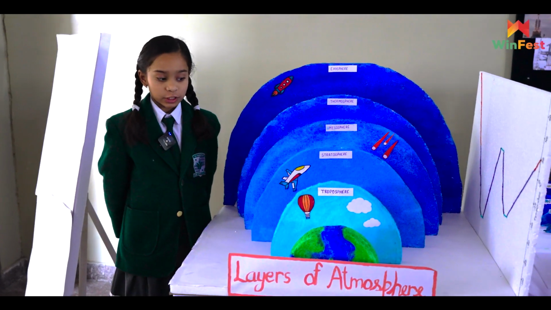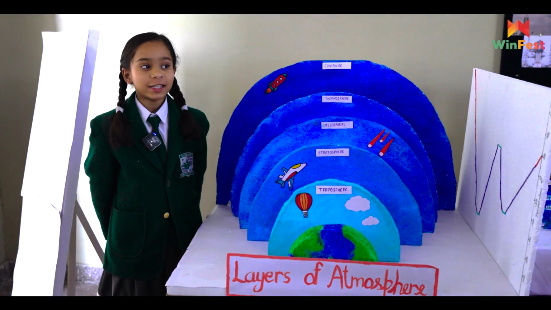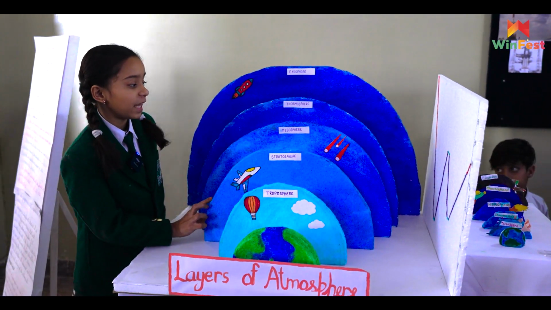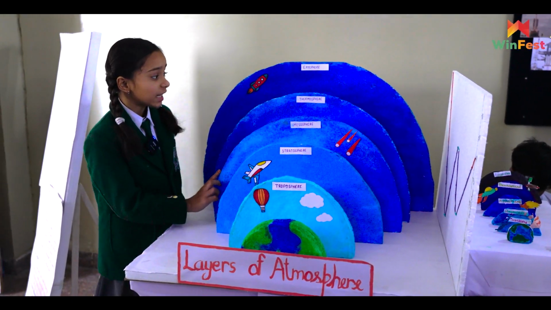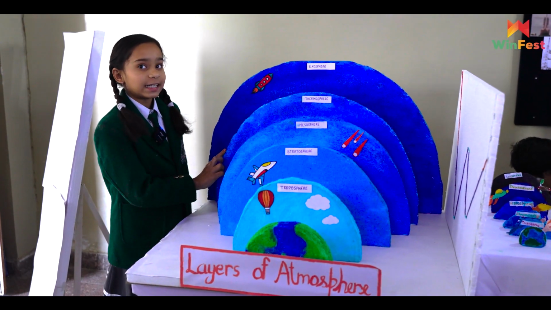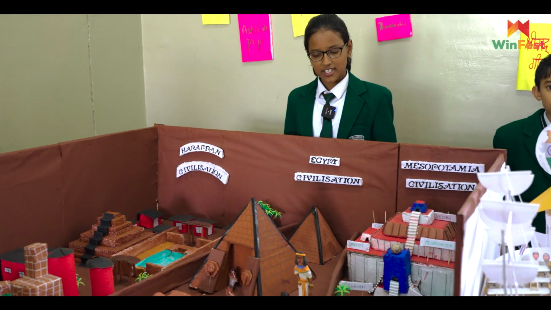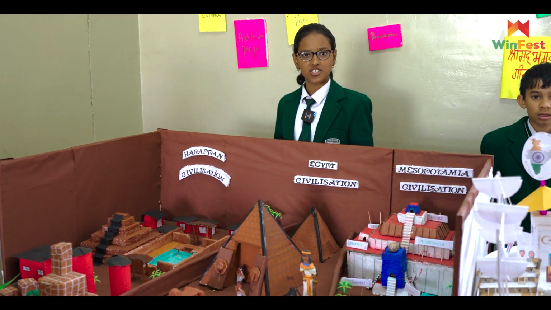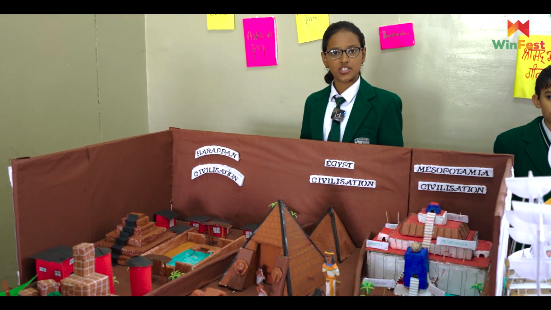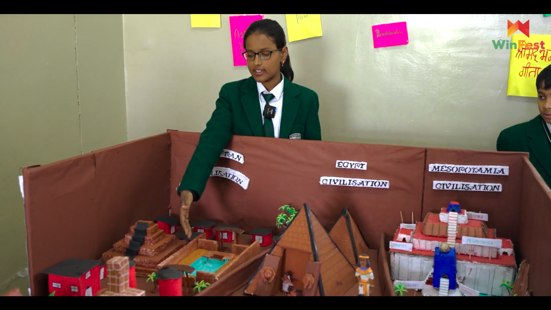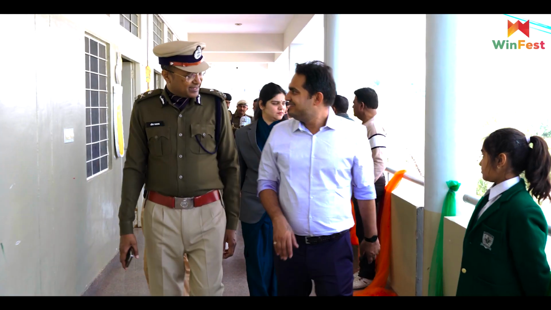Our model of Earth's atmosphere shows different layers: troposphere for weather, stratosphere for planes, mesosphere for meteorites, thermosphere for satellites, exosphere for rockets. This model helps us to explore ancient civilizations through showcasing key features. This Harappan era comes with the impressive Great Bath and interrogated steps.